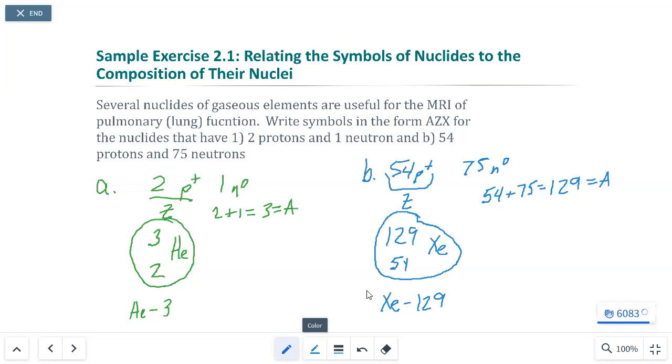All right, any questions about how to convert information about an atom into nuclide notation or its identifier? If you have questions, either drop them in the chat or just come on the microphone and ask directly. All right, I'll take that silence to mean that we're okay.